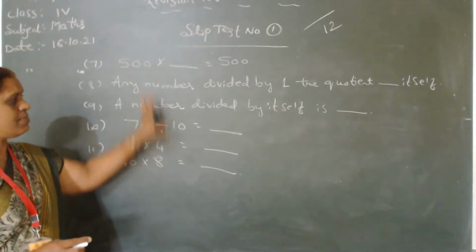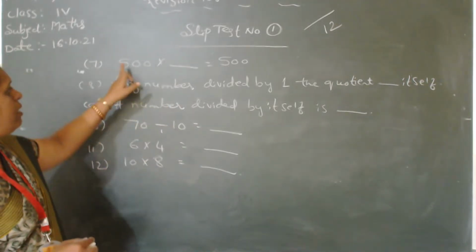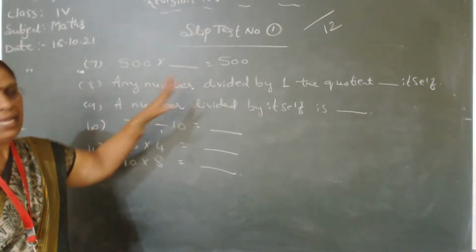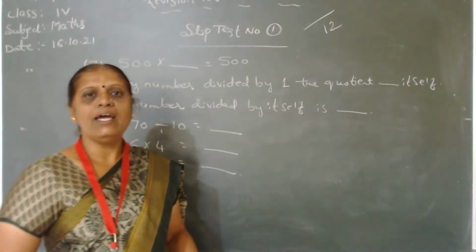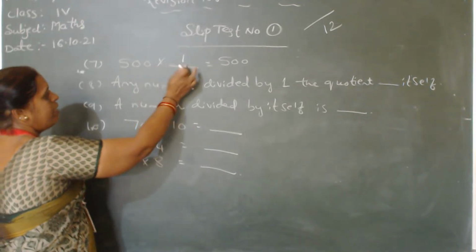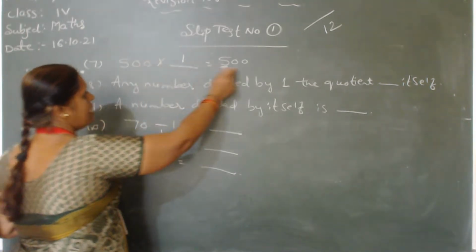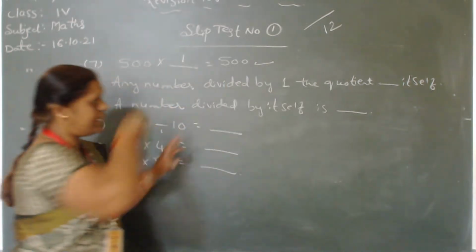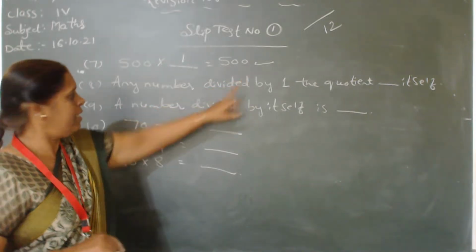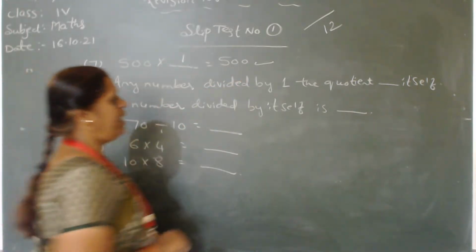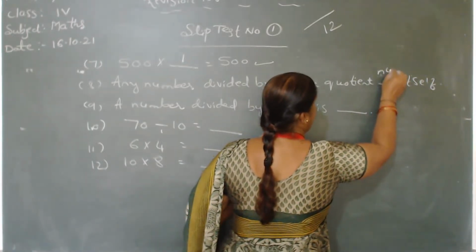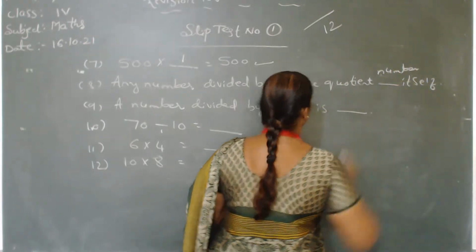So write this one next. Continue this number. 500 into dash is equal to 500. Any number multiplied by what number gives itself? 1. So the answer is 1. 500 into 1, 500 ones is 500. If your answer is 500, write the correct tick mark here. So any number divided by 1, the quotient is the number itself.